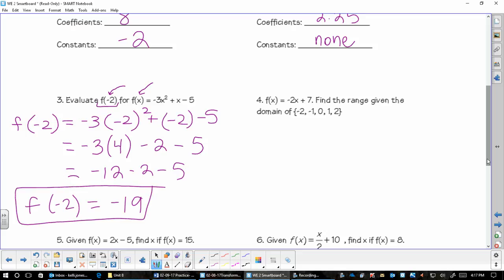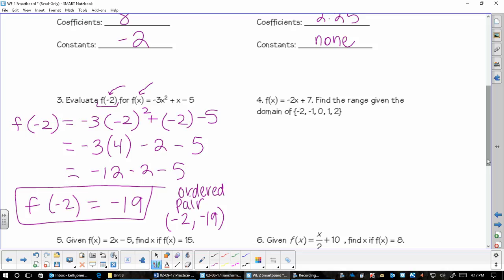So f of negative 2 equals negative 19. What if we said, hey, can you give that to me as an ordered pair? Do you guys remember what that would be? If the input was negative 2, it means when you input negative 2, it's spitting out a negative 19, right? So if we asked you to write this as an ordered pair, the x value of the ordered pair would be negative 2 because that's your input, the independent variable. What is the output? Negative 19, the y value. So you input the x, it spits out the y, right? So the ordered pair there is (negative 2, negative 19).